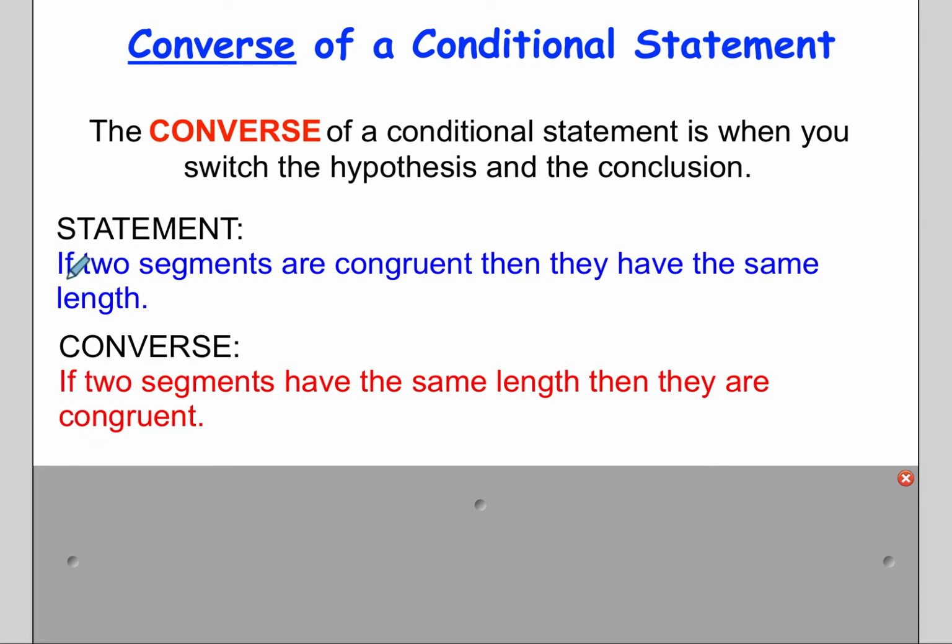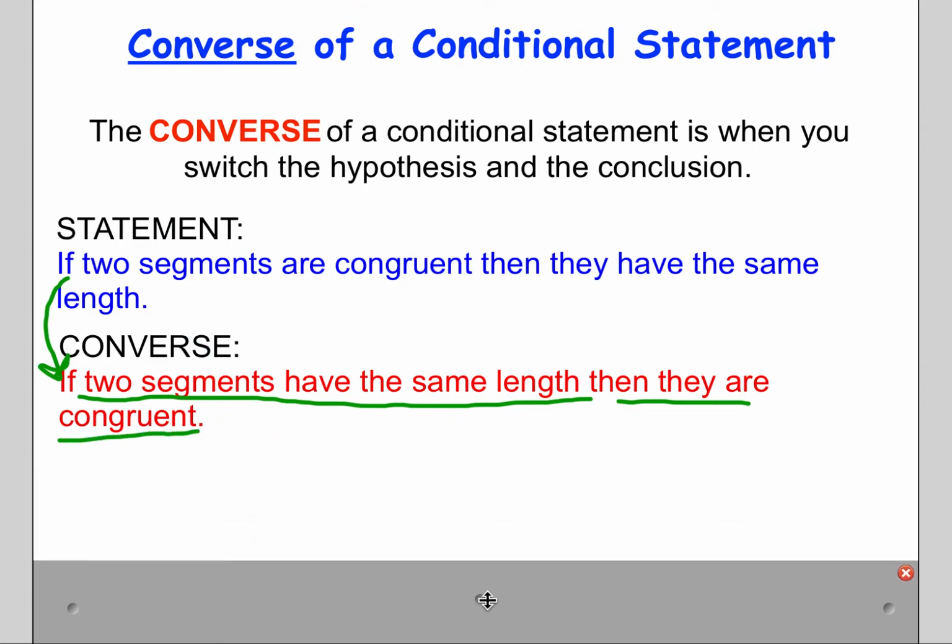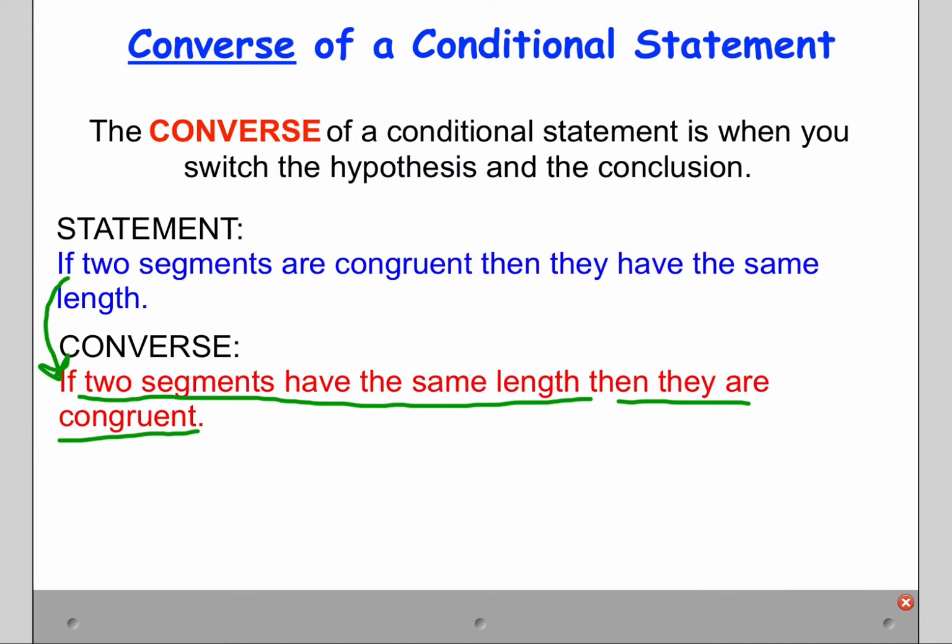Just because I'm flipping the if and the then doesn't necessarily make it true. So now I've made the if the then and the then the if. The hypothesis and the conclusion are switched, and the statement would be, if two segments have the same length, then they are congruent. So this is the converse. This is called the converse of a conditional statement.